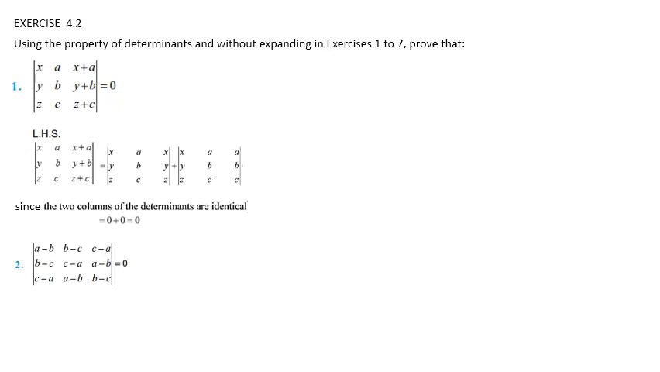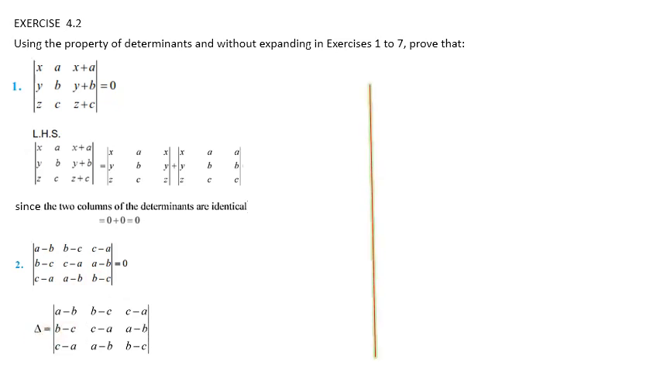Second question, the determinant with rows a minus b, b minus c, c minus a; b minus c, c minus a, a minus b; c minus a, a minus b, b minus c equals 0. So here consider this determinant as delta. Delta is equal to the given determinant, or simply you can write the LHS also, no problem. So I am taking the given determinant as delta.